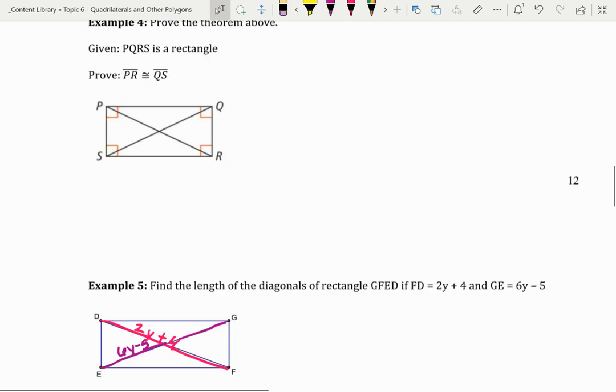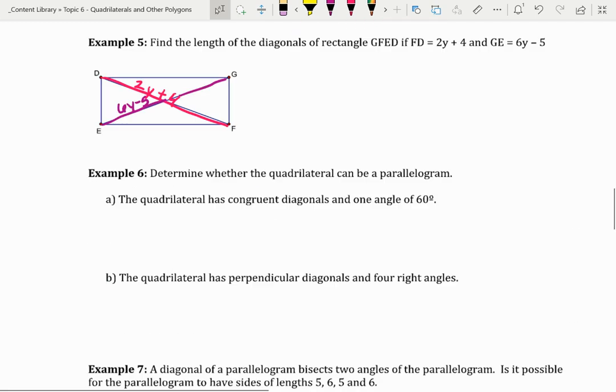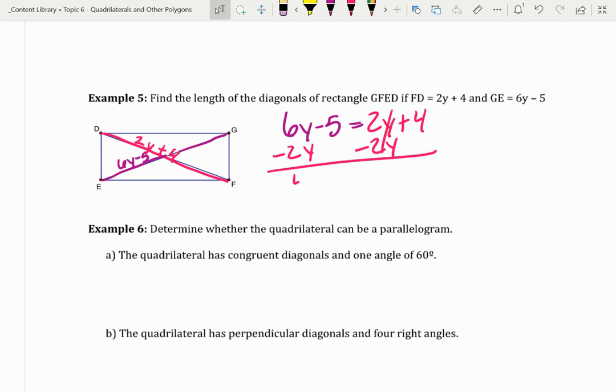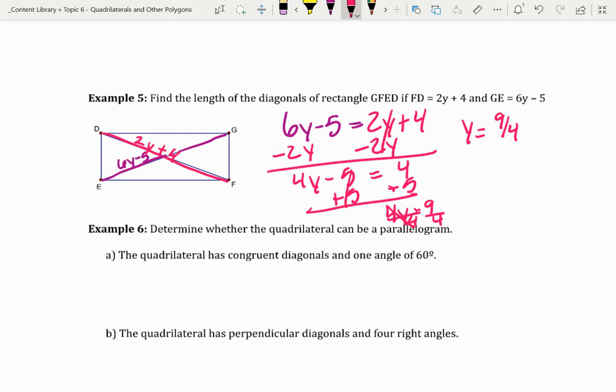Okay, now remember, the diagonals are congruent, so we say 6y minus 5 equals 2y plus 4. Now I can go ahead and move things around. So minus 2y, minus 2y, 4y minus 5 equals 4. Add 5 to both sides. We get 4y equals 9. Divide by 4 on both sides. We get y equals 9 over 4.